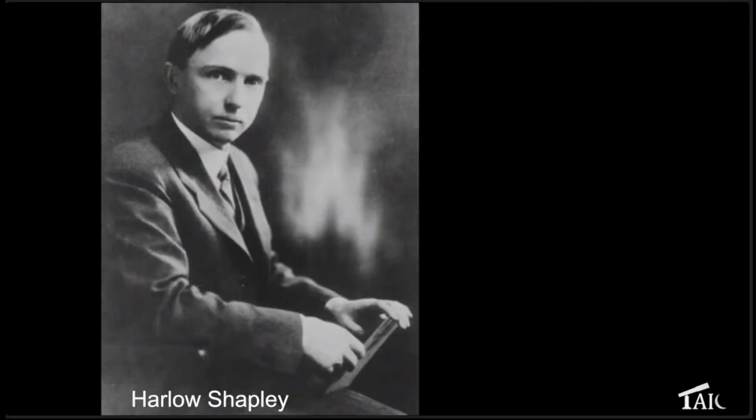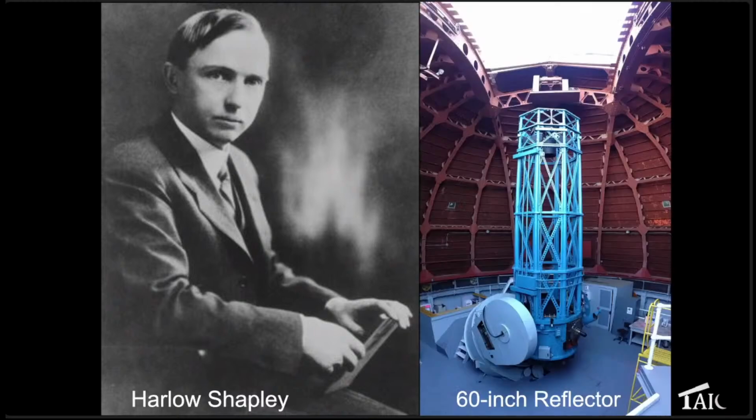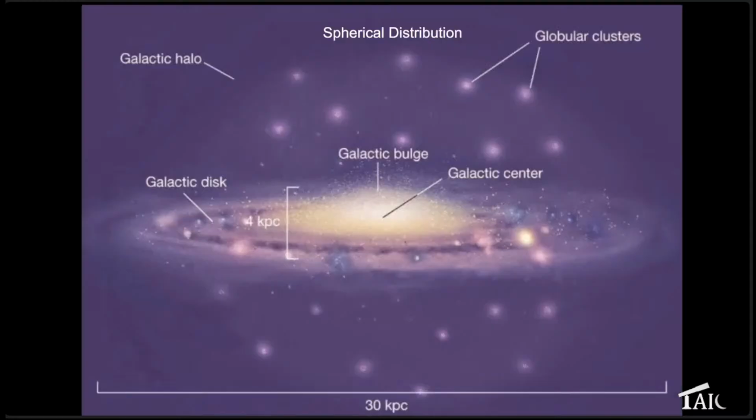This is Harlow Shapley, who was director of the Mount Wilson Observatory in the early years of the 20th century. And he used the 60-inch reflector atop Mount Wilson to measure the distances to as many globular clusters as he could. And what he found was that they were contained within a spherical distribution around the plane of the Milky Way. And he found that there were many in the direction of Sagittarius, Scorpius, and Capricornus, and some of them were at moderate distance and some were at tremendous distances.